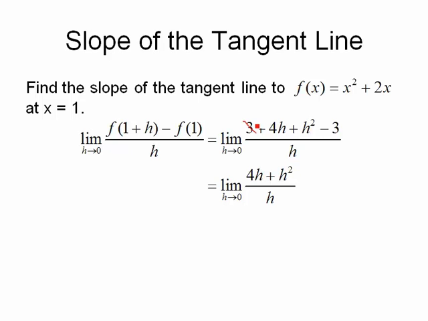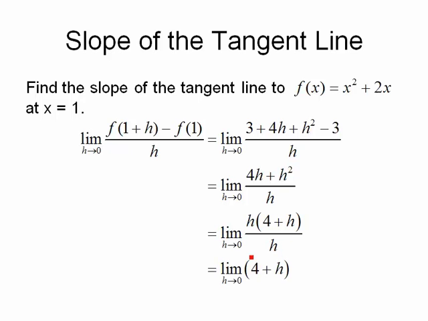I'm going to go ahead and cancel out the 3's, and I'm left with 4h plus h squared. Like our previous examples, we can factor an h out of that, and then that can cancel with the denominator. So we'll go ahead and do that canceling. What we're left with is 4 plus h, and as h gets very small, h is going to approach 0. There's no h in the other term, so the limit as h approaches 0 of 4 plus h is just 4. So that tells me that the slope of the tangent line on this parabola at x equals 1 is a slope of 4.